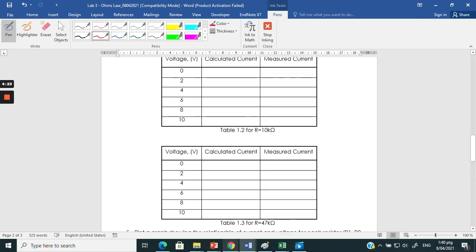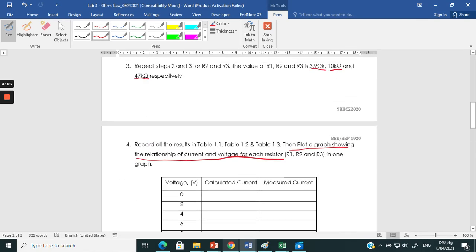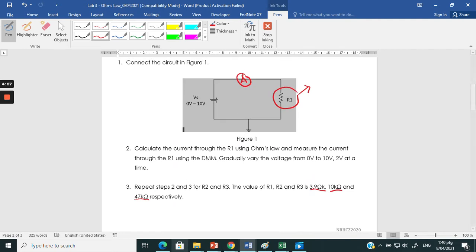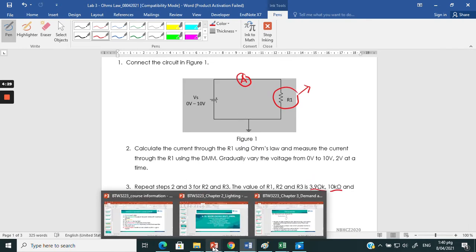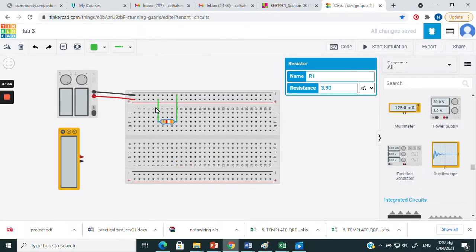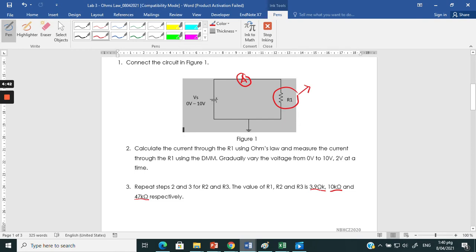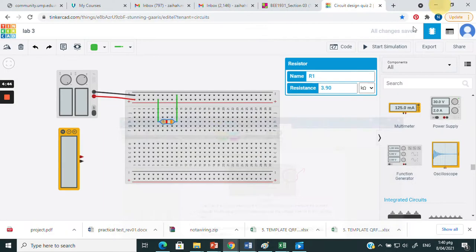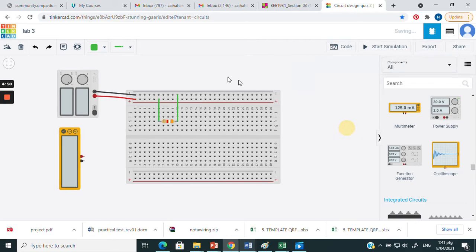Okay, I will show you what the steps mean in Tinkercad. Firstly, connect your circuit in Tinkercad like this. Since we have only one resistor, this is our resistor, and we are going to start with it. The first value of the resistor is 3.9. Make sure you set it here to 3.9 kilo ohm.